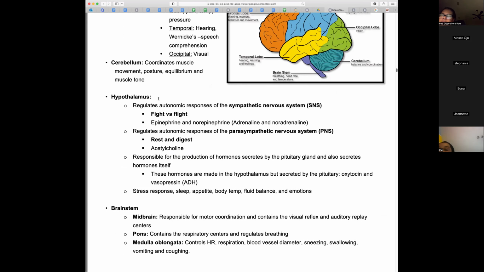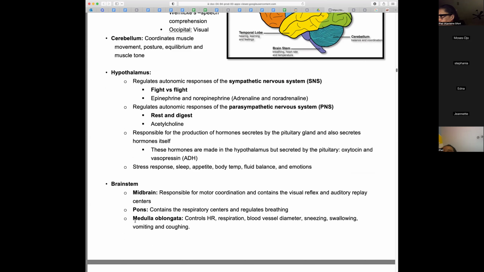Another very important part of the brain is called the hypothalamus. We're going to learn more about that when we get to endocrine. For now, I just want you to know that the hypothalamus regulates hormones. Hypothalamus, hormones. That's going to be module 8. Okay, I do want you to memorize this.